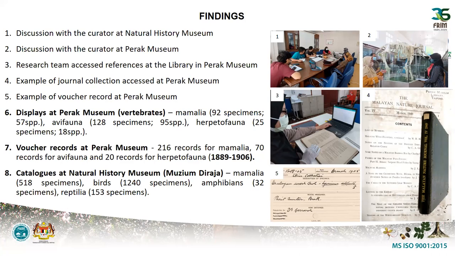And then at Museum Perak, for vertebrates itself, for mammals there are 92 specimens, 57 species. Avifauna, there are 128 specimens, 95 species. Herpetofauna, there are 25 specimens, 18 species. What is interesting, if you look at picture number 5, these are the voucher records.